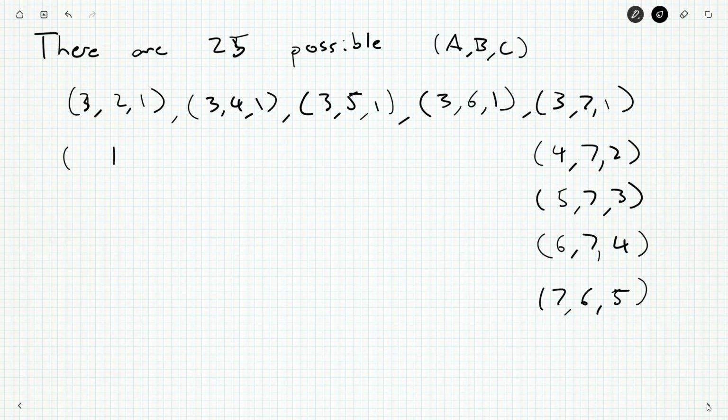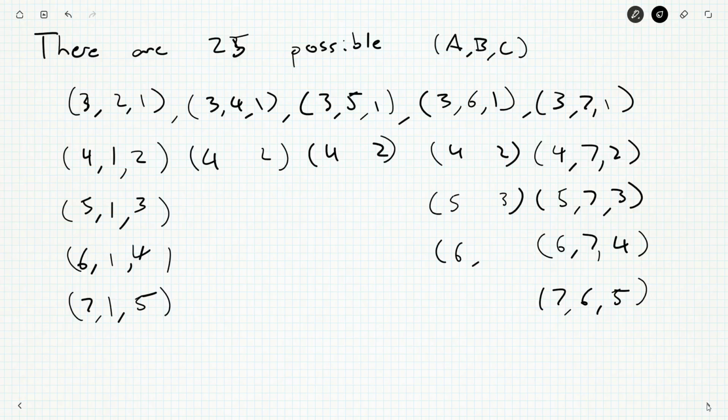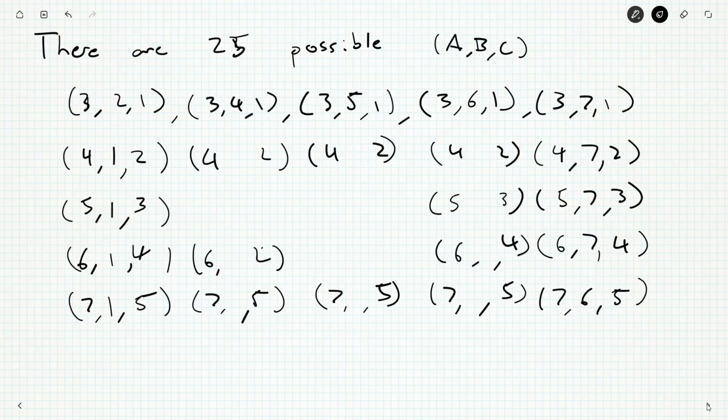Alright, and these ones will all have 1 in the middle. It'll be 4, 2, 5, 3, 6, 4, 7, 5. So we'll have 4, 2, 5, 3, 6, 4, 7, 5, then 7, 5, then 6, 4, then 5, 3. Isn't this fun?